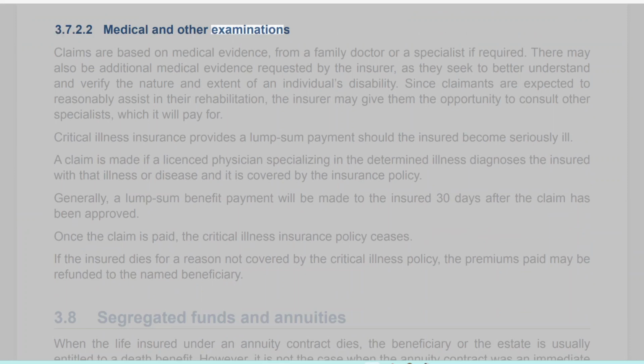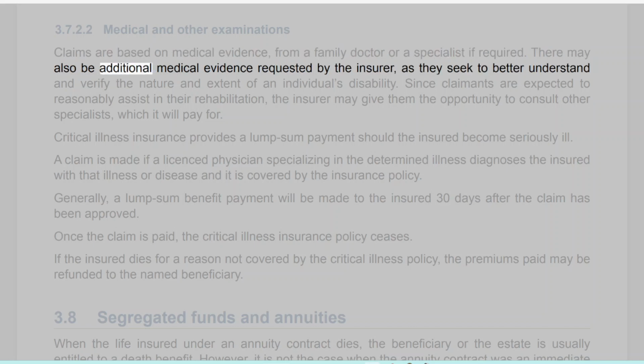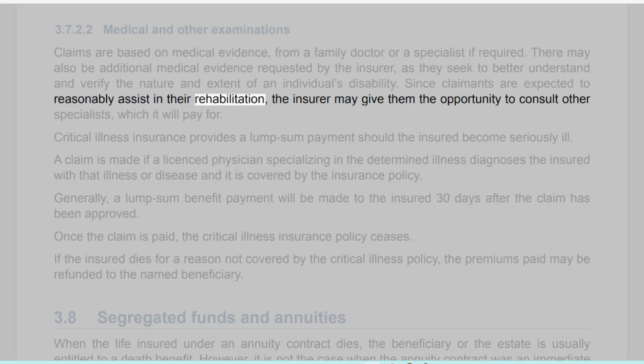3.7.2.2 Medical and other examinations. Claims are based on medical evidence, from a family doctor or a specialist if required. There may also be additional medical evidence requested by the insurer, as they seek to better understand and verify the nature and extent of an individual's disability. Since claimants are expected to reasonably assist in their rehabilitation, the insurer may give them the opportunity to consult other specialists, which it will pay for.